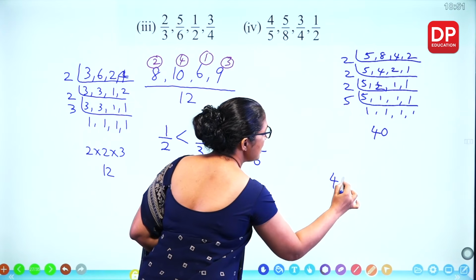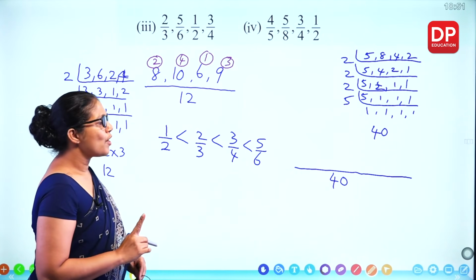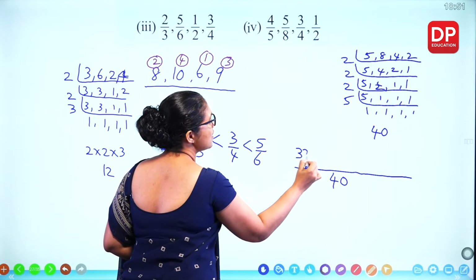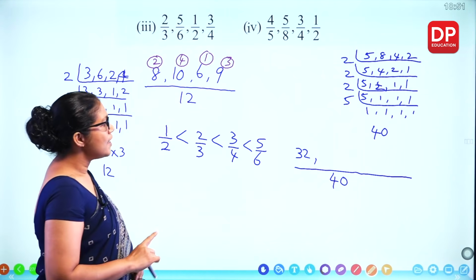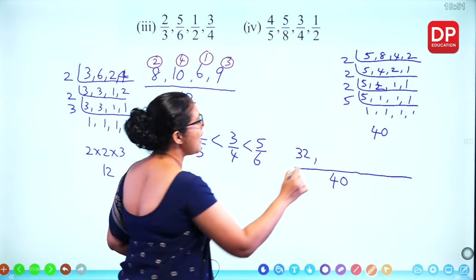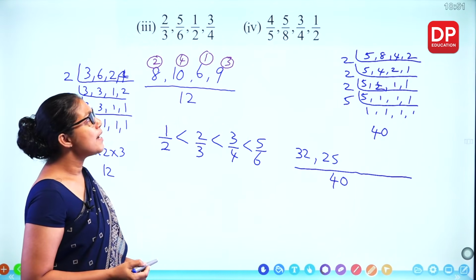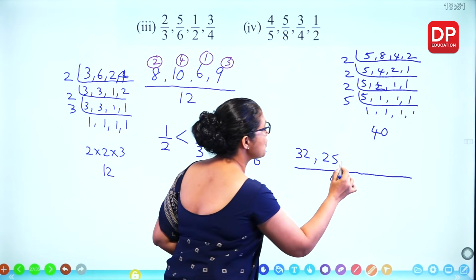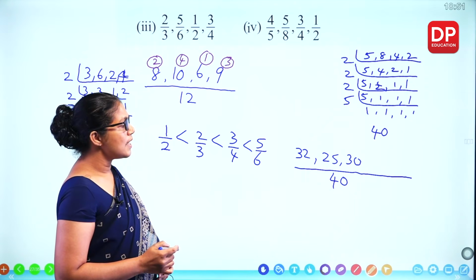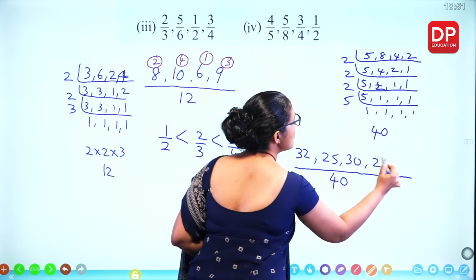So you have to convert everything to 40. So I'll do it here. First one, 5 to 40 multiplied by 8. 8 times 4, 32. How do you convert 8 to 40? Multiplied by 5. 5 times 5, 25. How do you convert 4 to 40? Multiplied by 10. 10 times 3, 30. How do you convert 2 to 40? Multiplied by 20. 20 times 1 is 20.